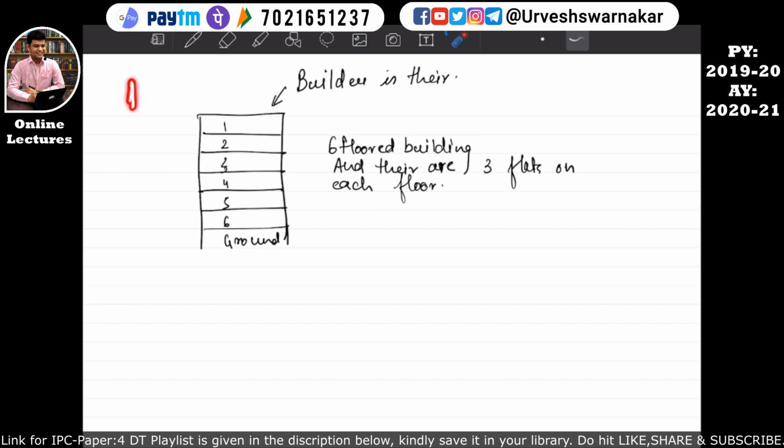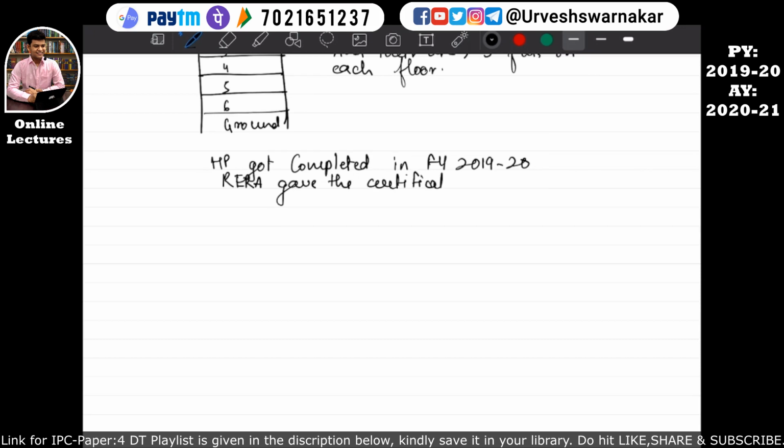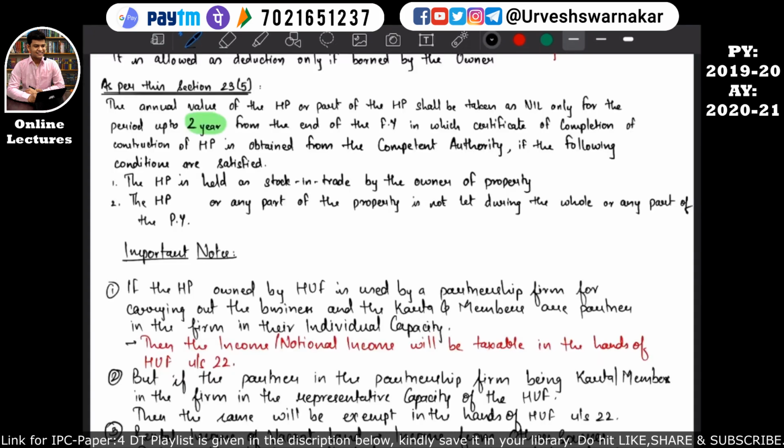After that certificate is given in a financial year, for example, the house property got completed in financial year 2019-20 and RERA gave the certificate on 30th January 2020. So what does this point say? Basically this is a theoretical point. This is a theory point, but you need to know this for the purpose of MCQ.